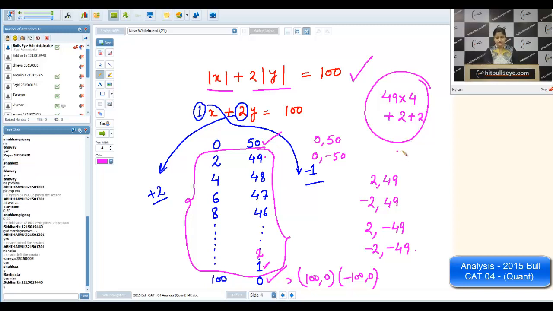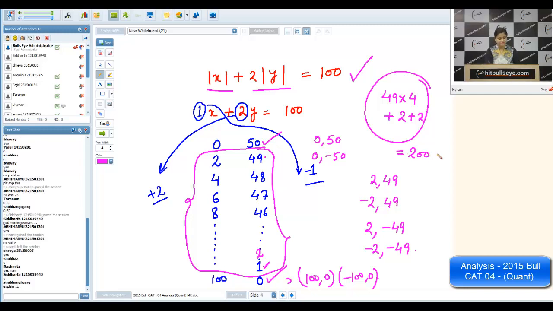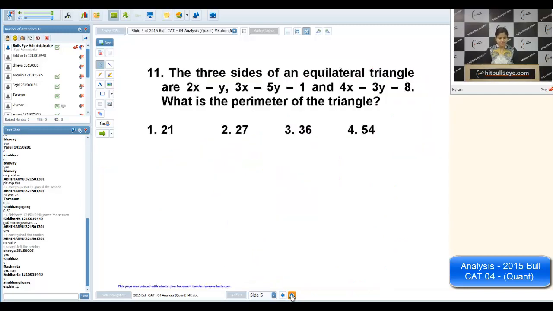So that was the solution, which comes out to be 200. Now the next question, question number 11. The three sides of an equilateral triangle are given as 2x minus y. The side length is given here, but it includes two unknowns, x and y. So we will calculate the value of x and y. Of course, we are talking about an equilateral triangle, and all the sides are the same in this kind of triangle.